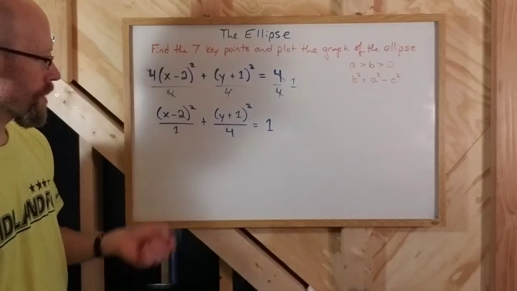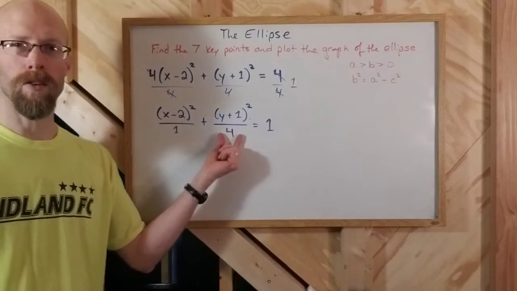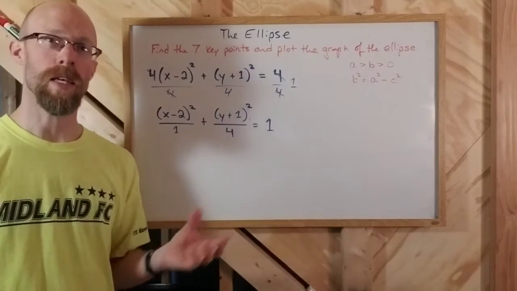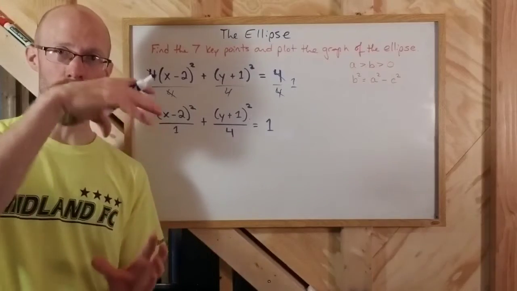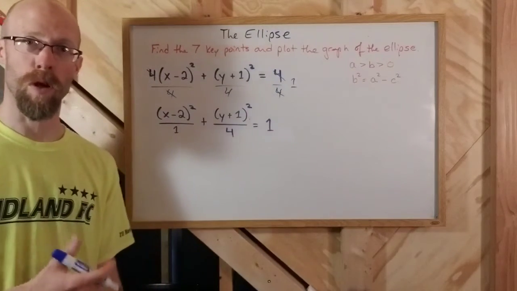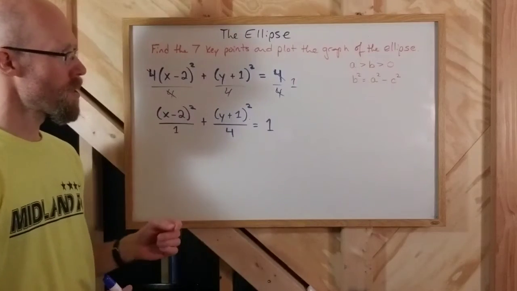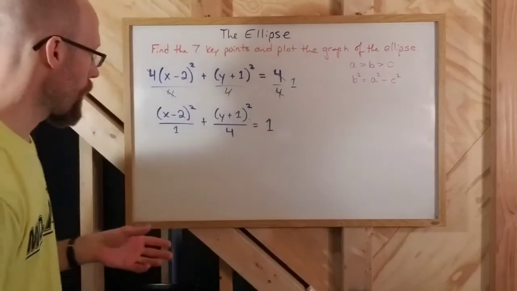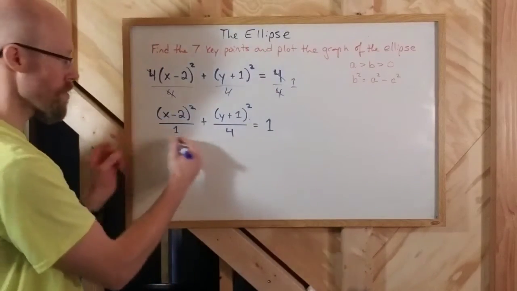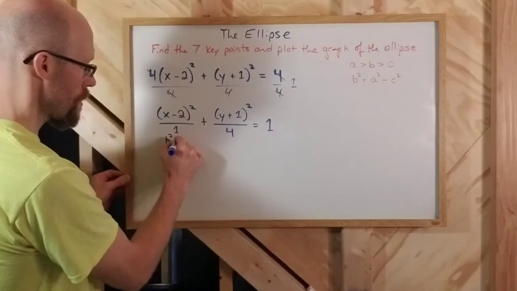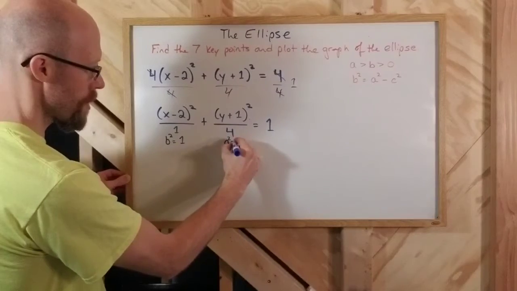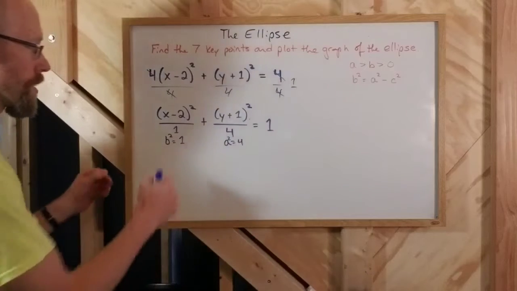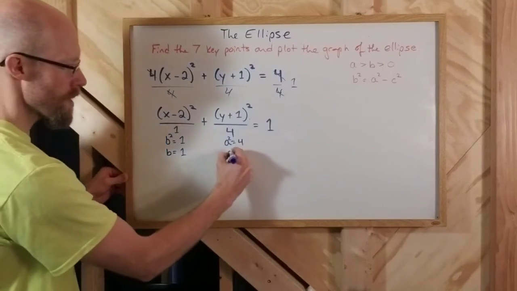In this particular example, the larger denominator is under the y, okay? The smaller one is under the x. So that implies immediately that this graph will be oriented vertically, with the major axis running in the vertical direction, or parallel to the y-axis, okay? So from there I can get basically all of my 7 key points, just knowing that these two values are going to be b squared equals 1 and a squared equals 4. Okay? a is again always the larger of the two. And so that means b is equal to 1, a is equal to 2.